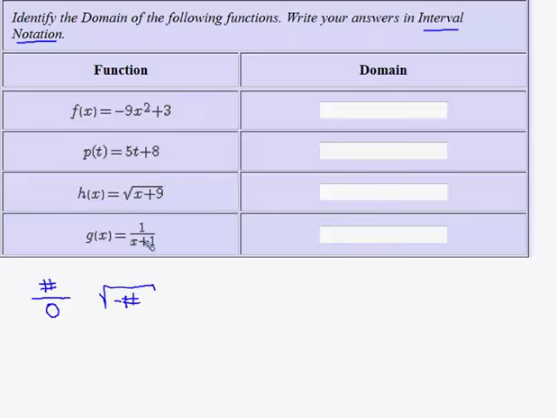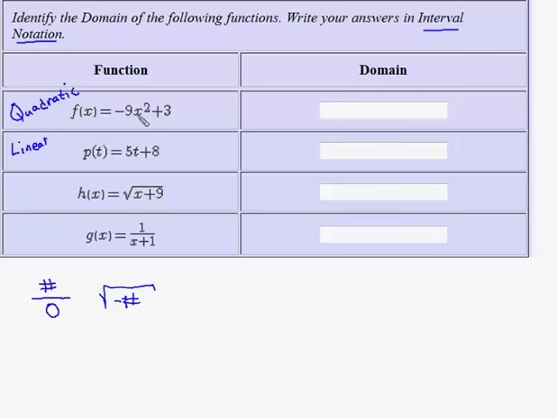Having said that, notice that with my first two examples, the function f, which turns out to be a quadratic function, and the function p, which is a linear function, is such that you would never be taking the square root, because there's no radical symbol in the equations, and you'd never be dividing by 0, because there's no division expressed in the equation. So it turns out that the domain of a linear function and the domain of a quadratic function is all real numbers.